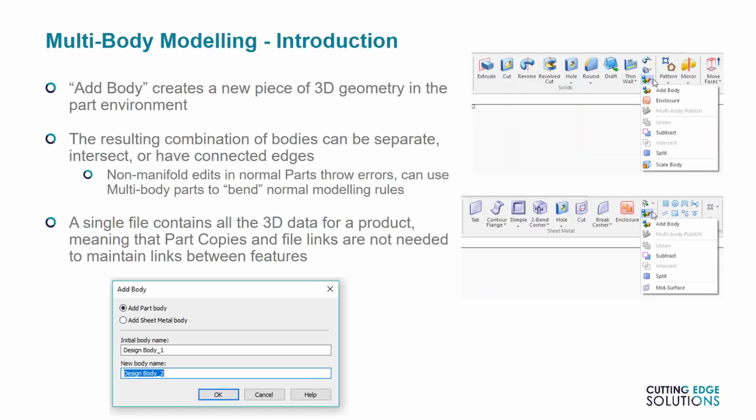When in the normal part environment in Solid Edge, by default there is one design body which you add and remove material from. However, the add body command allows users to add more. But why is this command useful? There are two main applications.